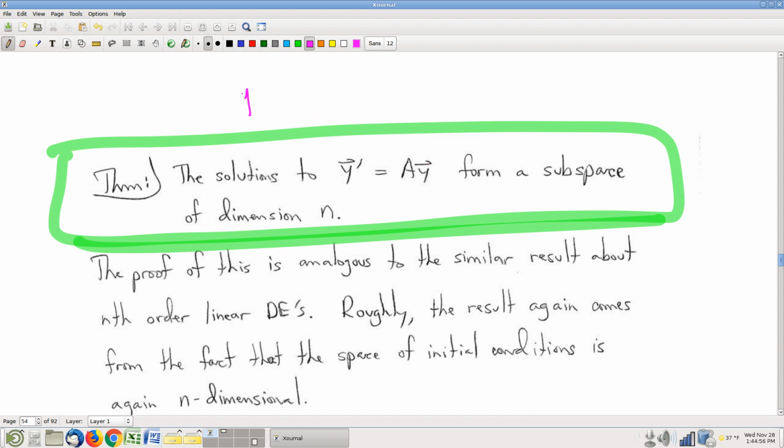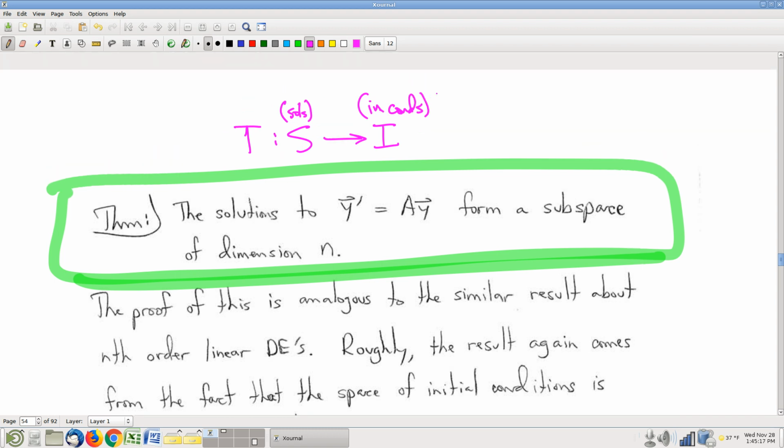We created a linear transformation T from the vector space of solutions to the vector space of initial conditions, which, by the way, don't forget, this is R^n right here. Right? And the idea was, well, okay, fine. We have this linear transform. We have this candidate linear transformation. The formula for this was, roughly speaking, plug in.